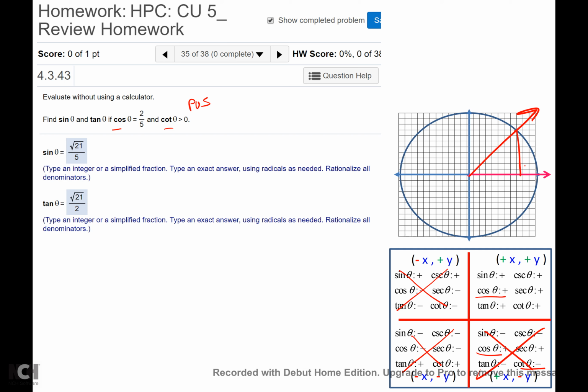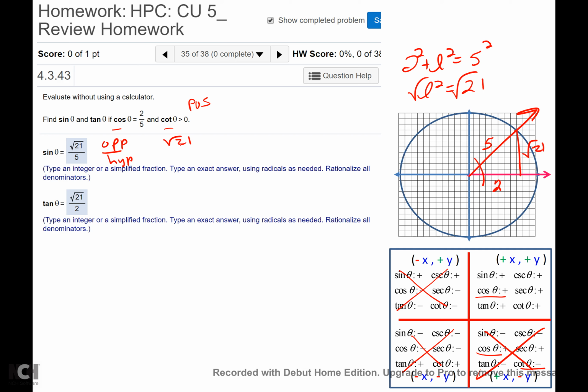Drop an altitude, and it says that cosine of theta is adjacent over hypotenuse. Okay, so if I get the other leg, I have 2 squared plus the other leg squared equals hypotenuse squared. So leg squared equals 25 minus 4, which is 21, so the other leg is the square root of 21. To find sine, that's opposite over hypotenuse.